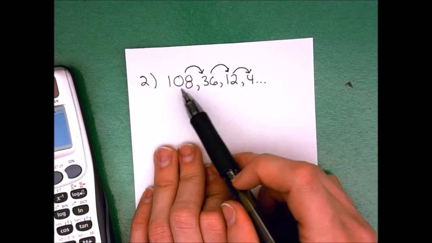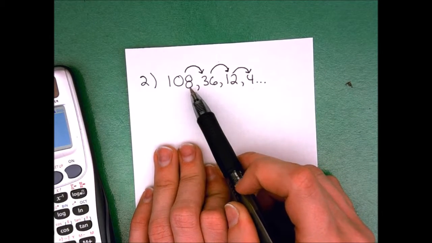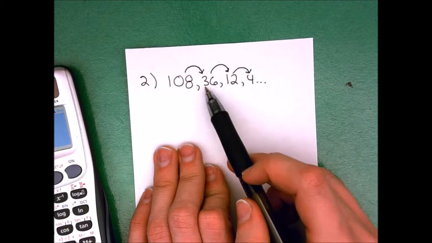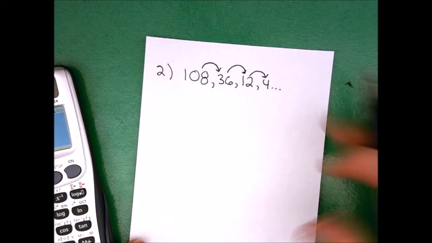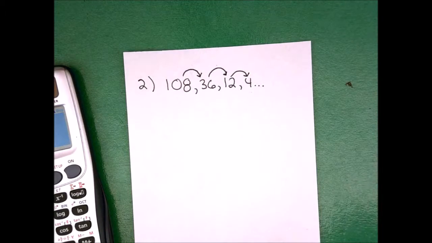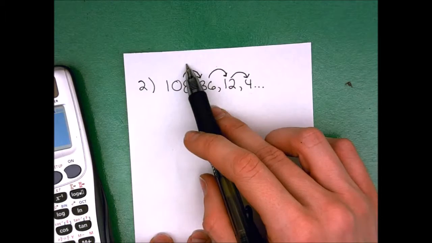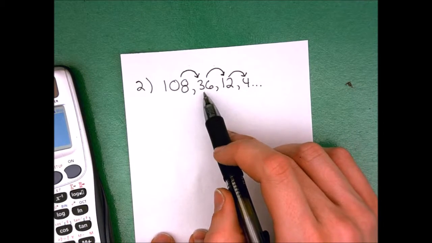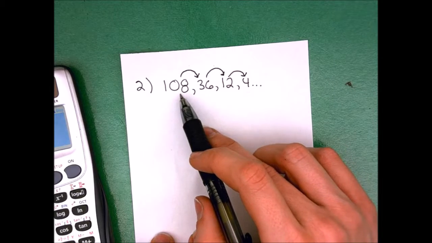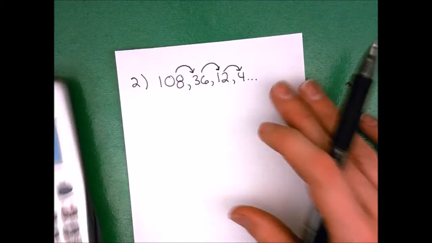Now looking at 108 to 36, there isn't something that's immediately jumping out at me. 108 times 2 isn't 36, right? There's not going to be that immediate multiplier. And so I'm going to use the inverse operation to help me find it. 108 times that number should give me 36. So 36 divided by 108 should give me that number, inverse operations. And so that's what I'm going to do here.